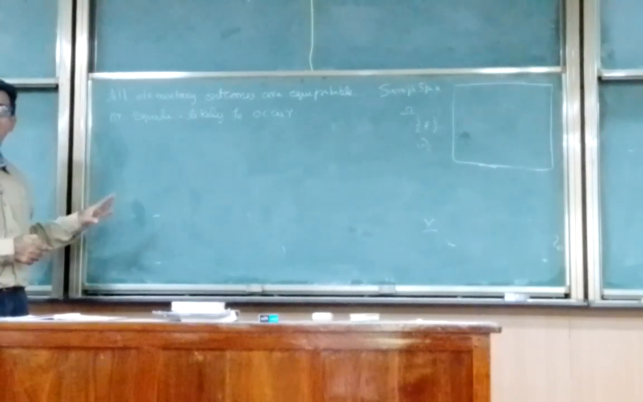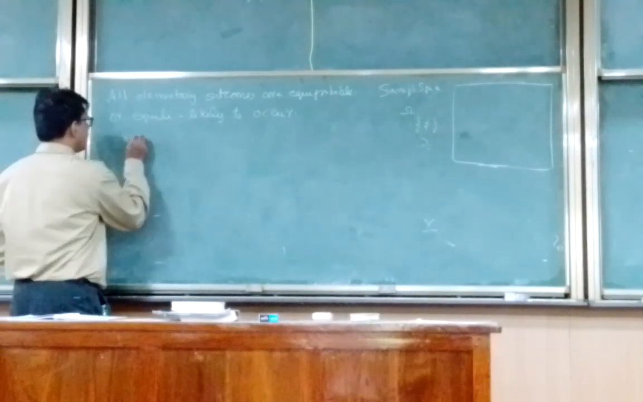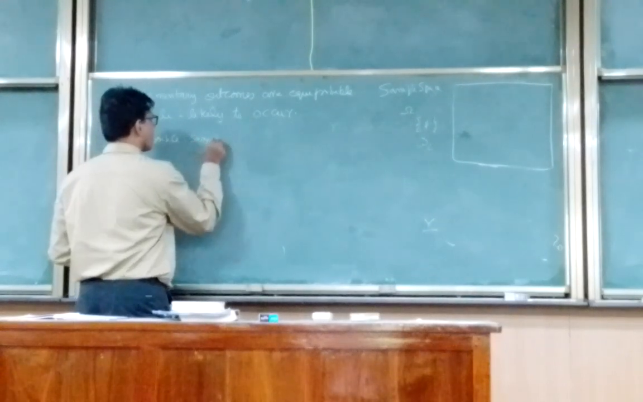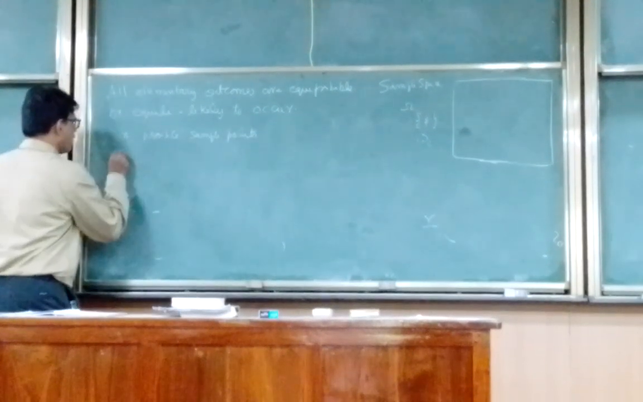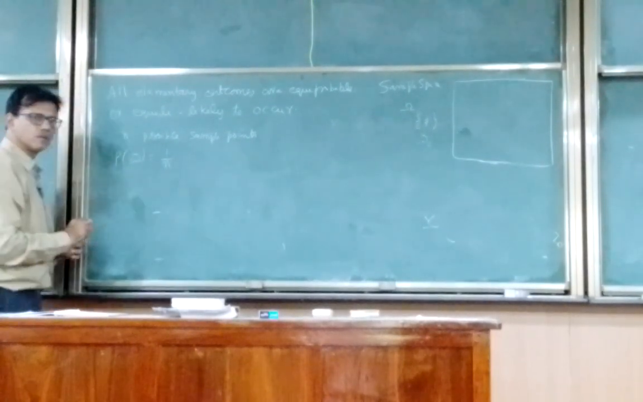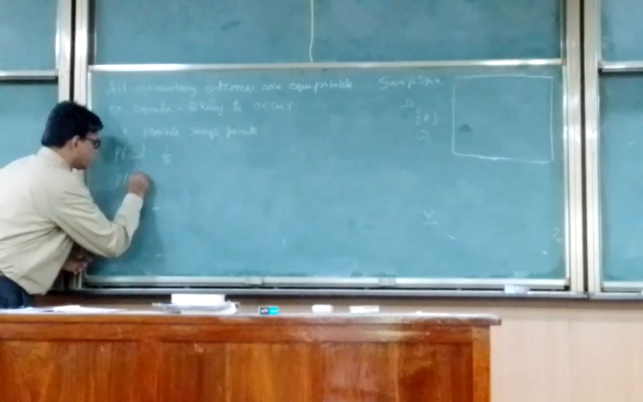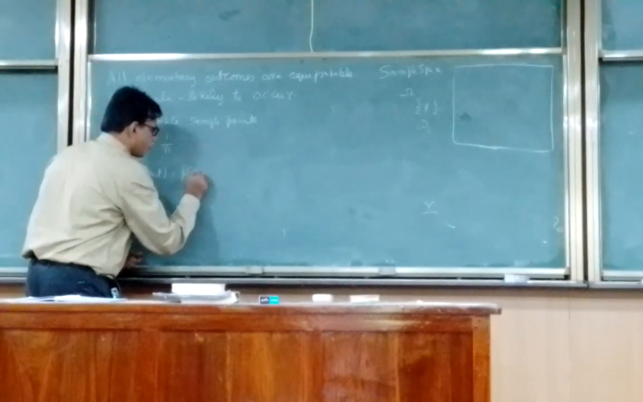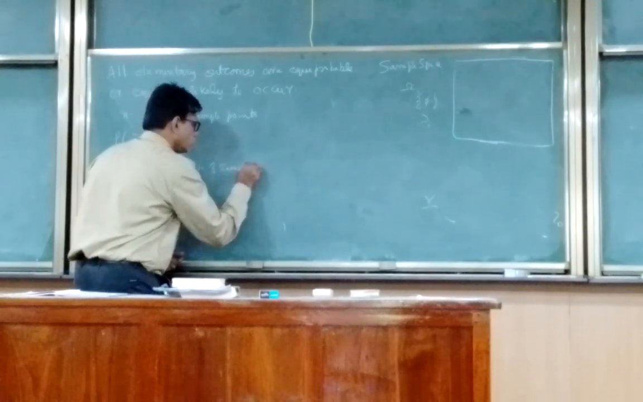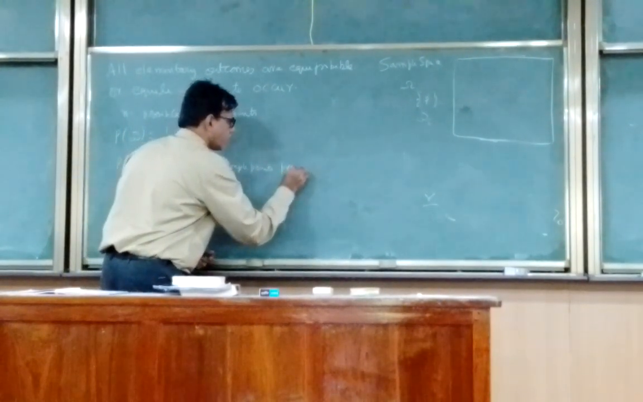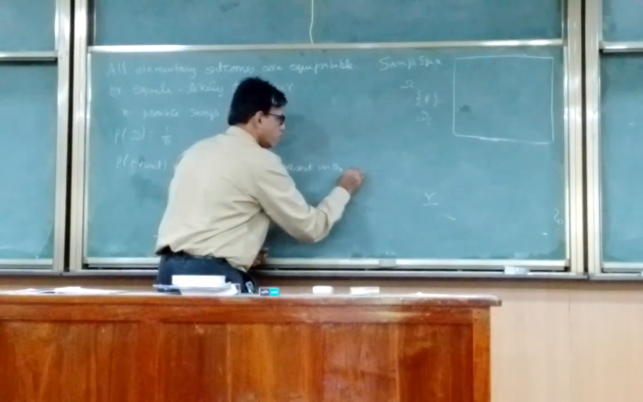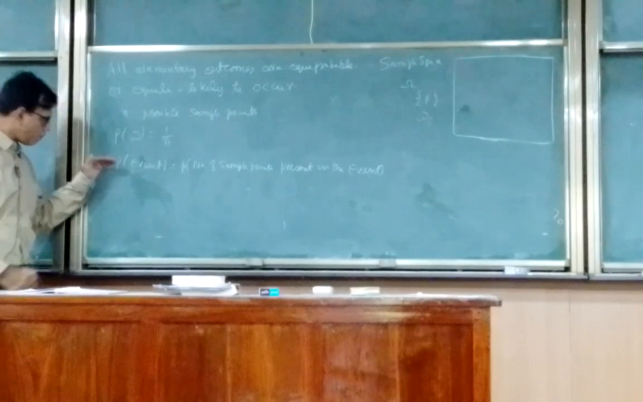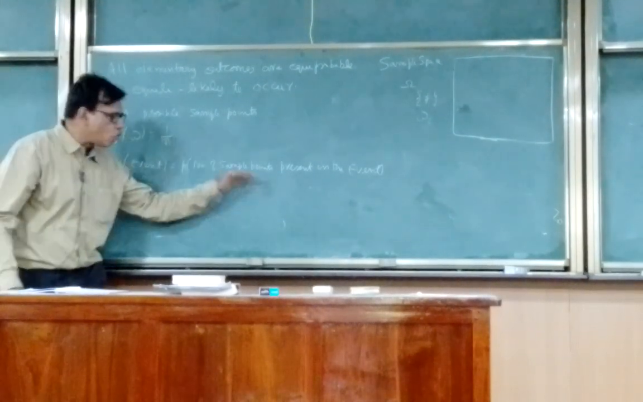But in that case, what we know is, if there are n possible sample points, the probability of each such sample point is 1 by n. And the probability that an event occurs is 1 by n times the number of sample points present in this event, because an event is a set basically. So the probability of different events can be computed by just counting the number of sample points.